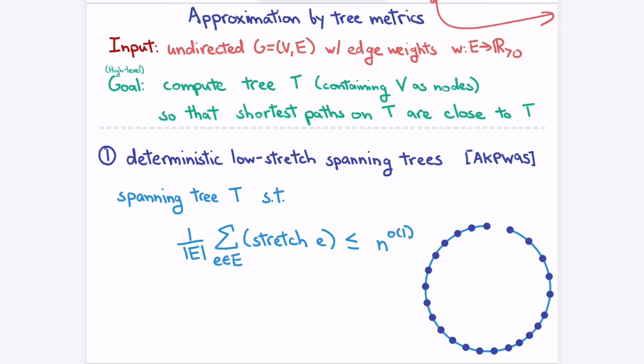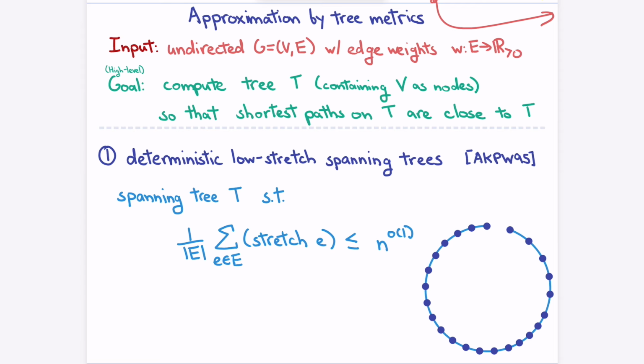This is by Alon, Karp, Peleg, and West. Karp, the same Richard Karp from P versus NP. Alon is known for the probabilistic method. They have a deterministic algorithm, which we won't talk about in detail, that can get some subpolynomial bound. It's a region growing algorithm.